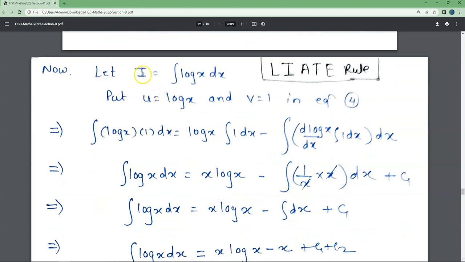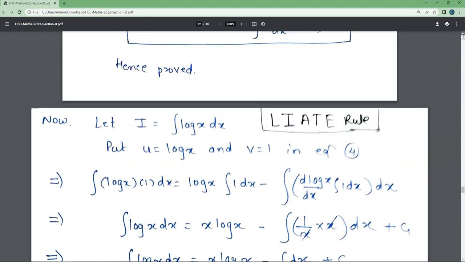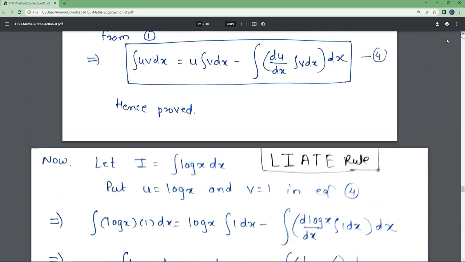Now we need to solve the additional example that they have asked. Let I is equal to log x dx. Okay, now LIATE rule म्हणजे सगळ्यात आधी कोणाला घ्यायचं? लॉगॅरिथमिक, इनवर्स, अल्जेब्रिक, ट्रिग्नोमेट्रिक अँड एक्सपोनेन्शियल. मग आपण काय करू, इथे आपल्याला जो हा फॉर्म्युला अप्लाय करायचा आहे, याच्यात आपण u काय घेऊ, log x. So u is equal to log x and v is equal to what, 1.